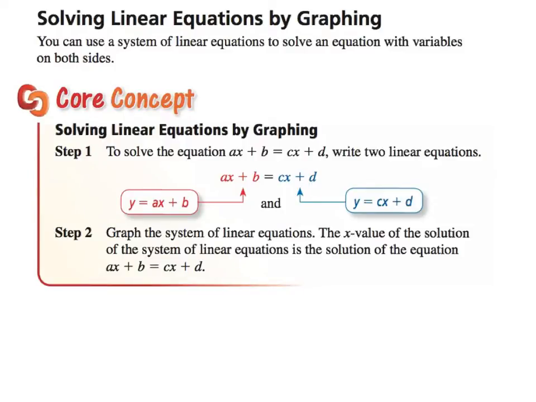All right, so solving linear equations by graphing. How do you do it? Well, you're going to take your equation with your variable on both sides. So, for example, the equation ax plus b equals cx plus d, where a, b, c, and d are just rational numbers. You're going to separate each side of the equation and set it equal to y. So you're going to take the left side and the right side, set them each equal to y, and then you're going to graph each one to see where they intersect.